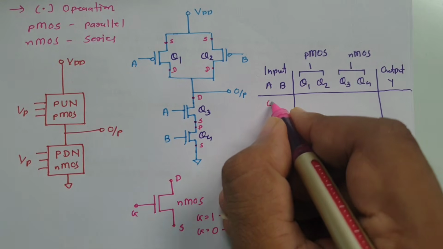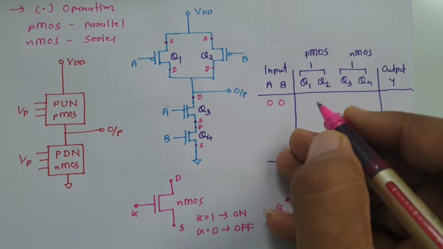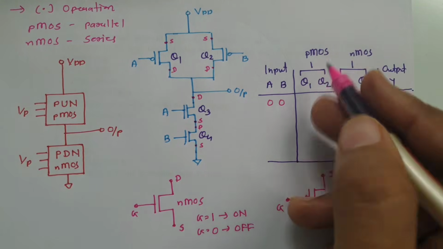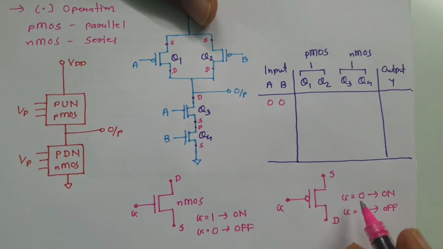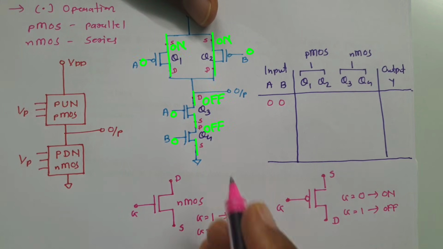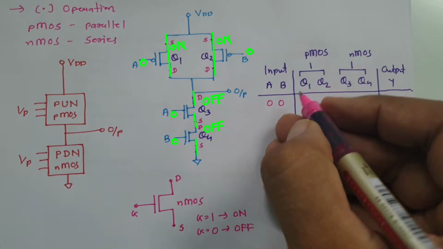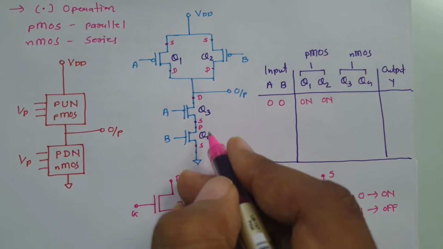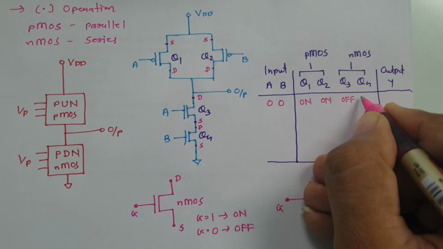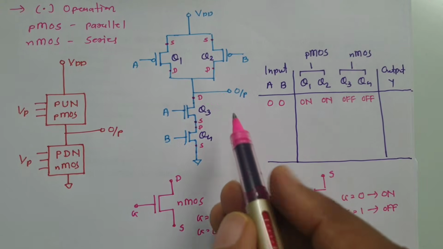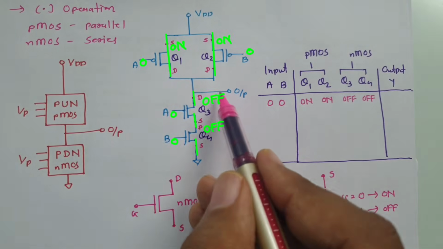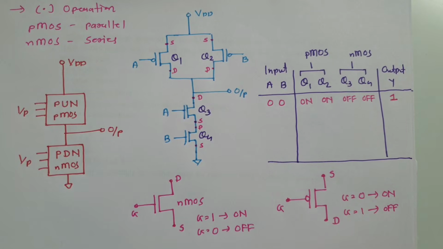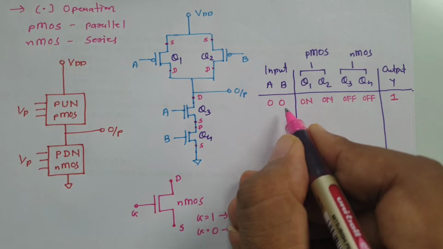So if my input is 0 0, in that case A and B both are 0. So PMOS will be on and NMOS will be off. So as this PMOS is on, this Q1 and Q2 will be on, and this Q3 and Q4 will be off. And as per that, my output will be VDD, means we can say it is logic 1. Right.